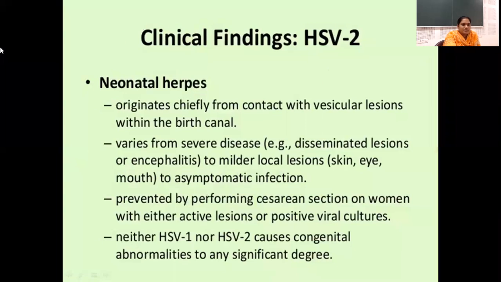Neonatal herpes originates chiefly from contact with the vesicular lesions within the birth canal. It varies from severe disease to mild local lesions seen on the skin, eye, and mouth to asymptomatic infections. It is prevented by performing cesarean sections. And neither HSV1 nor HSV2 causes congenital anomalies to any significant degree.